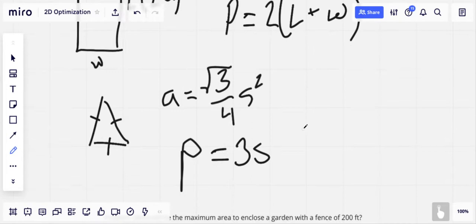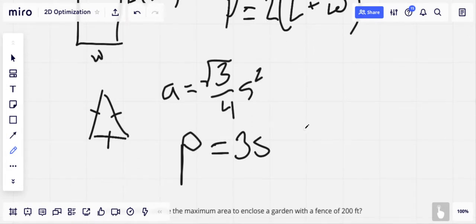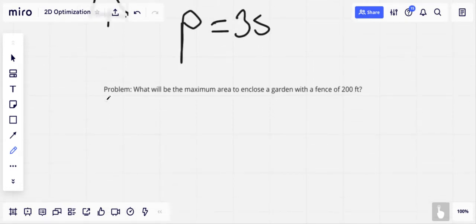And then the equilateral triangle: you can find the area by multiplying square root of 3 over 4 by the side squared, and the perimeter by multiplying 3 times the side, or adding the side 3 times. In an equilateral triangle, all of the side lengths are the same, and the angles are always 60 degrees. Let's work on our problem.